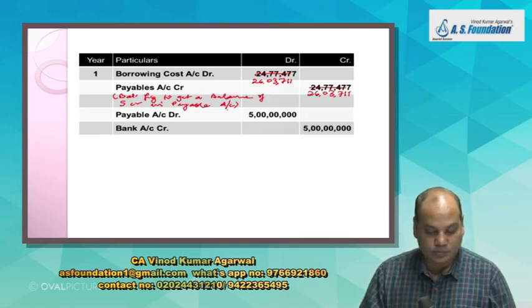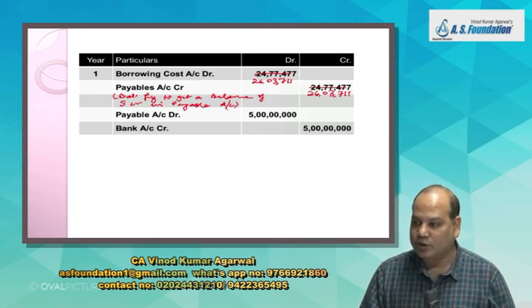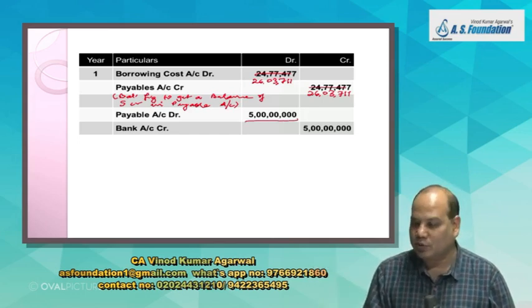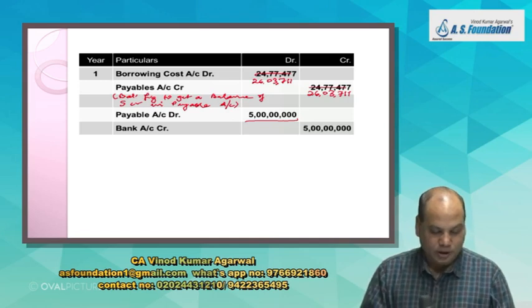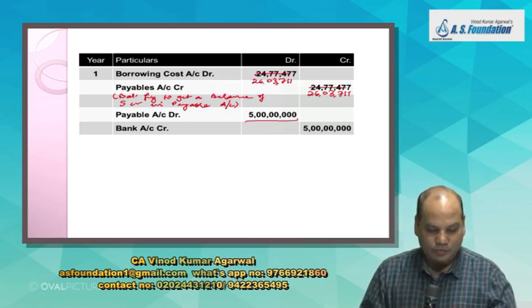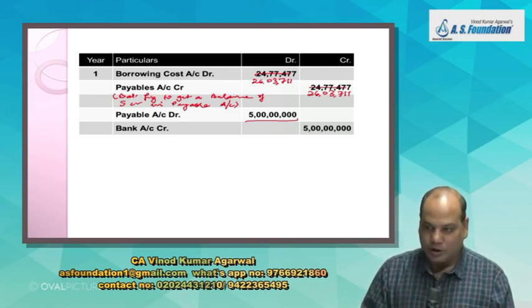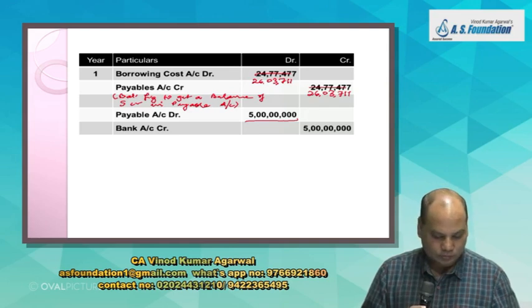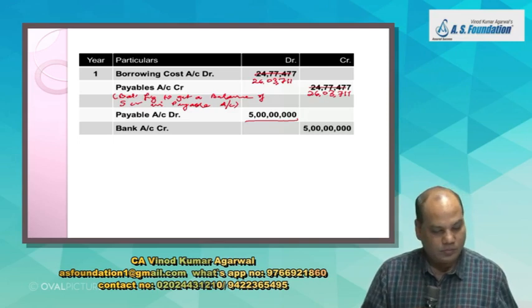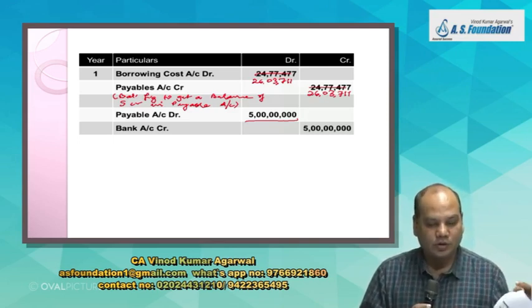Because you have rounded off the discounting factor to 4 digits. And this amount is huge, 5 crores. So even a small fourth digit difference will cause a difference of some 1,000 rupees. Payable account debit to bank account. Is it right? And write one more note below. All borrowing costs will be recognized in SOPL.